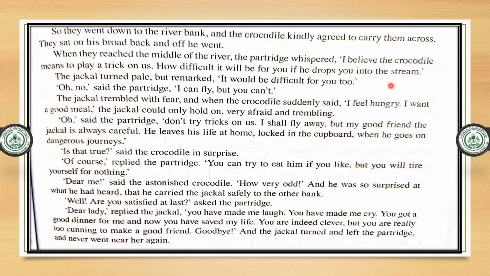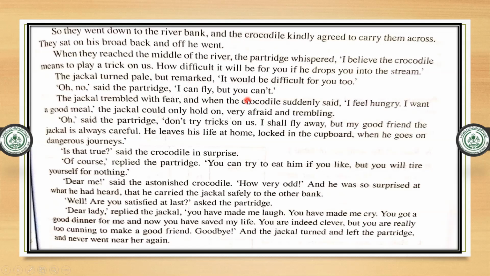Now, dear students, when they reached the middle of the river, the partridge whispered, "I believe the crocodile means to play a trick on us. How difficult it will be for you if he drops you into the stream." The jackal turned pale but remarked, "It would be difficult for you too." "Oh no," said the partridge, "I can fly, but you can't."